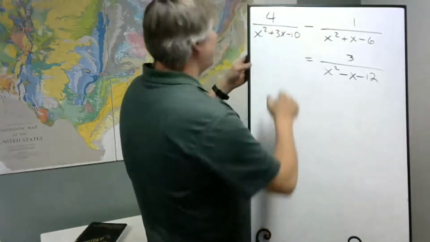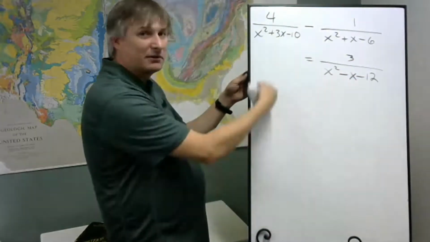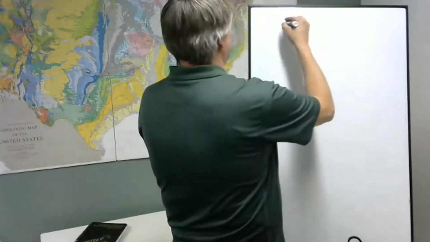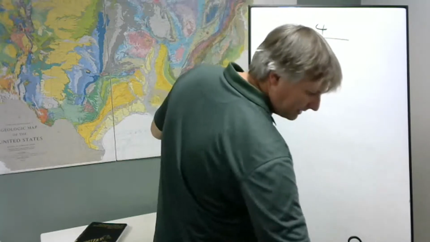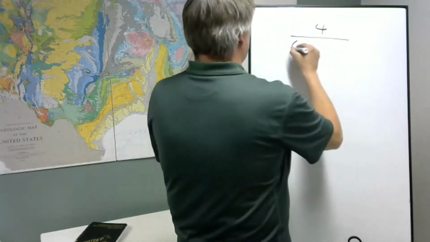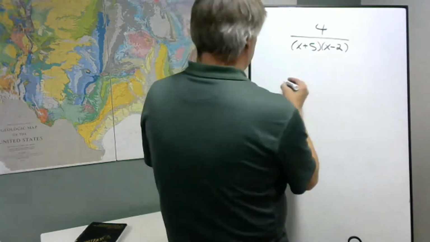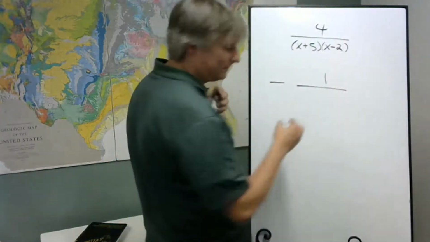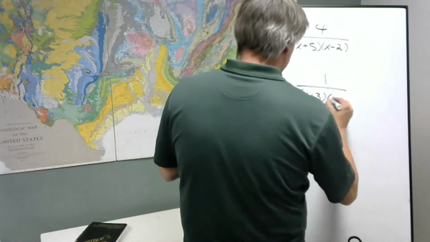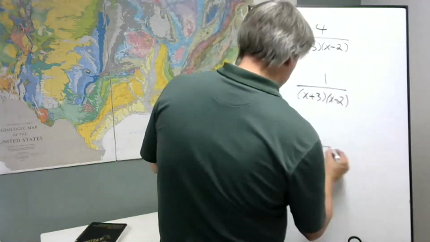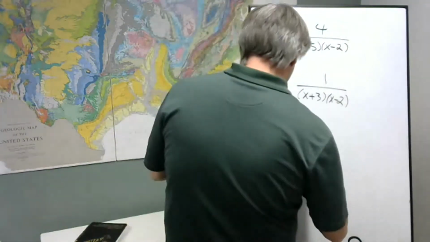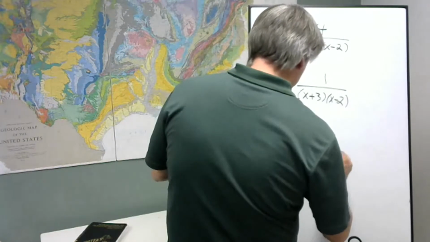It's a little tight here, but we'll make it fit. And I'm going to go ahead and factor these just like they were factored here. So what we'll get, we'll have 4 over, instead of x squared plus 3x minus 10, x plus 5, x minus 2, minus, and then instead of x squared plus x minus 6, x plus 3, x minus 2, instead of x squared minus x minus 12, x minus 4, x plus 3.